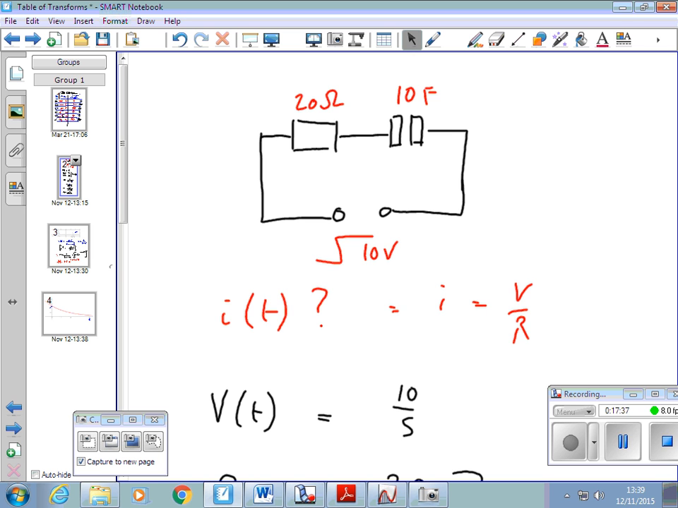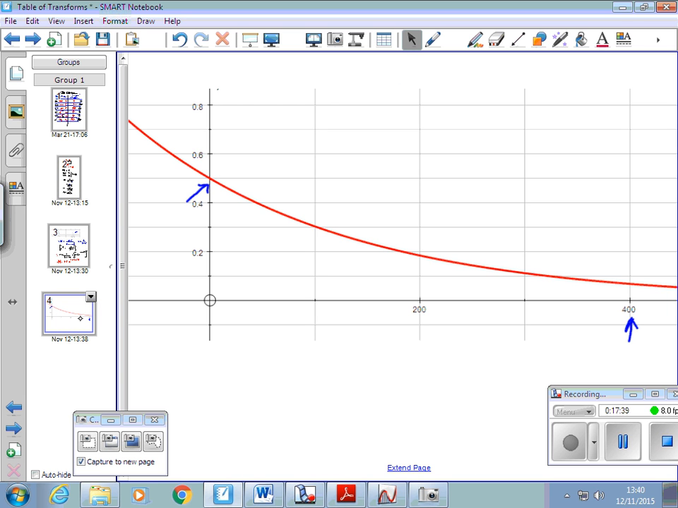What I can't predict is how long it's going to take for that to drop to 0, but that's what this is telling me. With that particular circuit, with a large capacitor, a 10 farad capacitor, it's going to take a long time for the capacitor to fully charge and for the current to drop to 0. So we've come up with a way of working out the transient period for a circuit involving a capacitor and a step input DC.